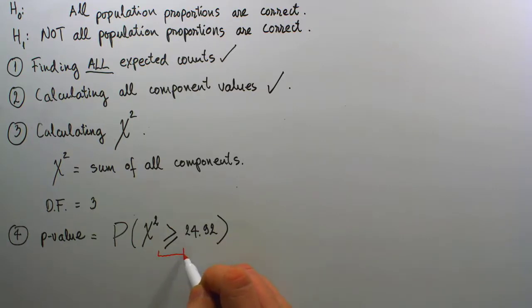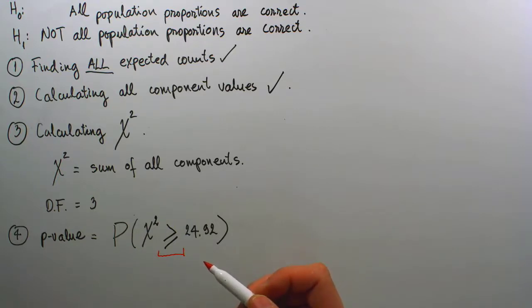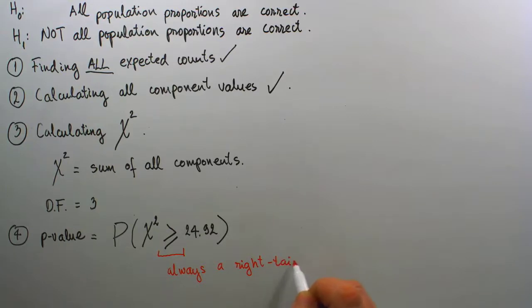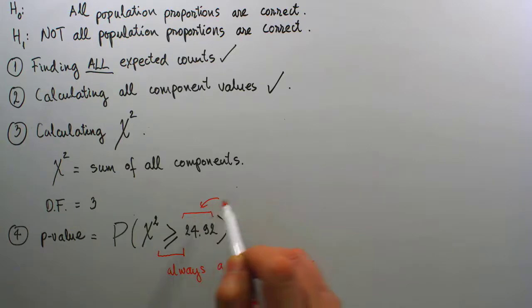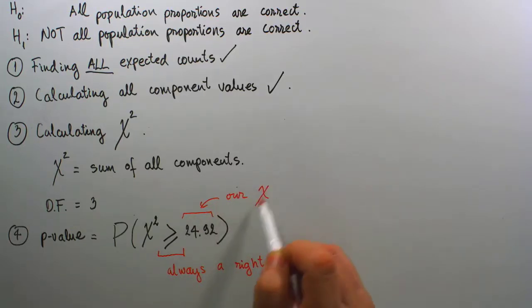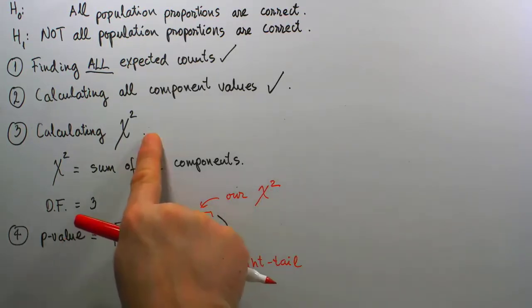If anyone has viewed my video lesson about performing a chi-square test for independence, this would be the same here. The inequality in our probability calculation is always a right tail, and by that I mean the inequality symbol itself is always pointing to the right-hand side. And just like that, this is our chi-square value, the chi-square that we calculated from step 3.